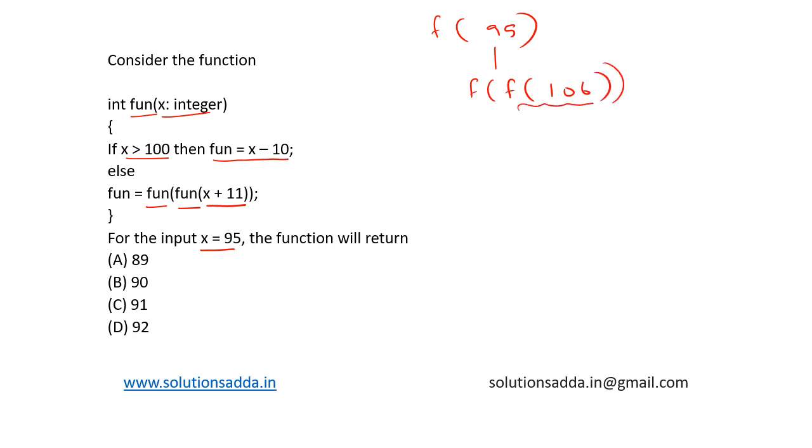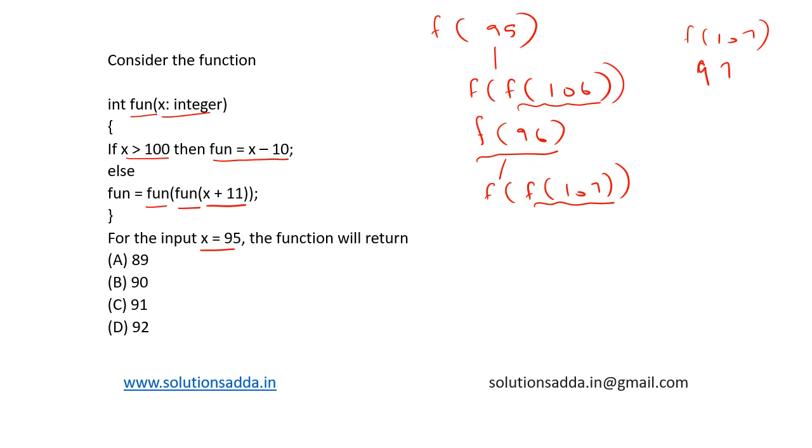Now for 106, what will be the return value? f of 106: since 106 is greater than 100, 106 minus 10 is 96. Now f of 96 is called. When 96 is called, since x is less than 100, we get f of 96 plus 11, we have 107. Now upon calling f of 107, it returns, since x is greater than 100, x minus 10, we get 97 as the result.